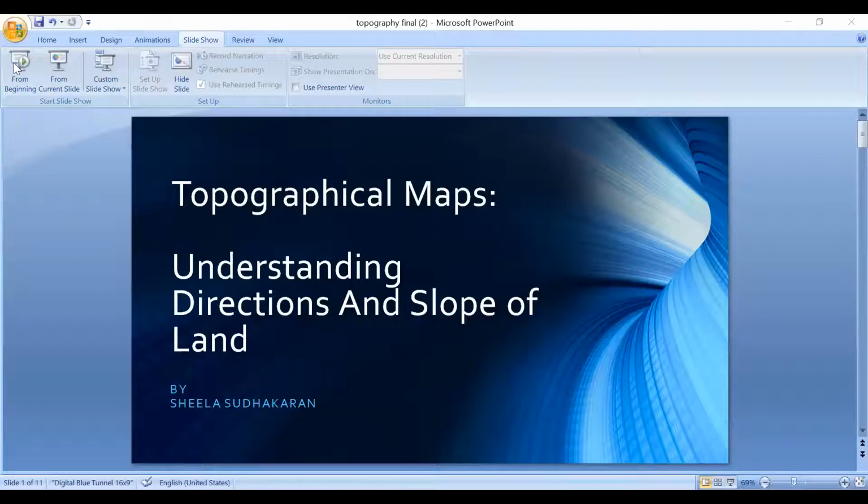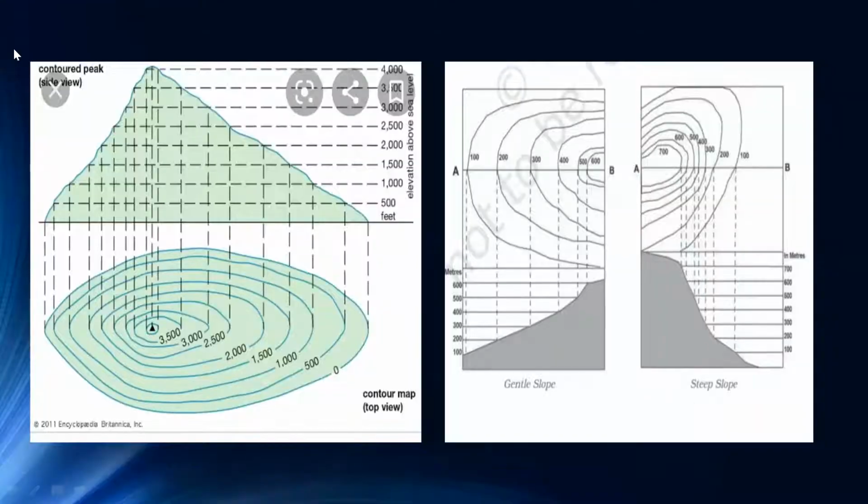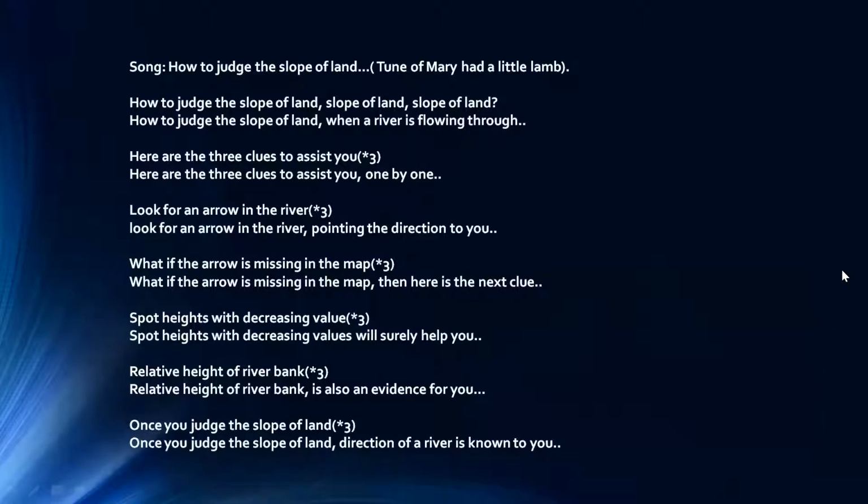Okay, children, I hope you have understood what the slope of land is, but as an added advantage to help you understand it, I have composed a song for you all. This song has to be sung to the tune of Mary Had a Little Lamb. So the song, children, is like this.